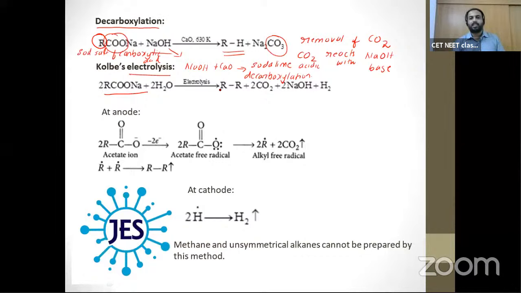Okay, so what are the products? You get alkane and carbon dioxide, both at anode, and you get hydrogen at cathode. Hydrogen is liberated at cathode, alkane is liberated at anode. This is what is called Kolbe's electrolysis.